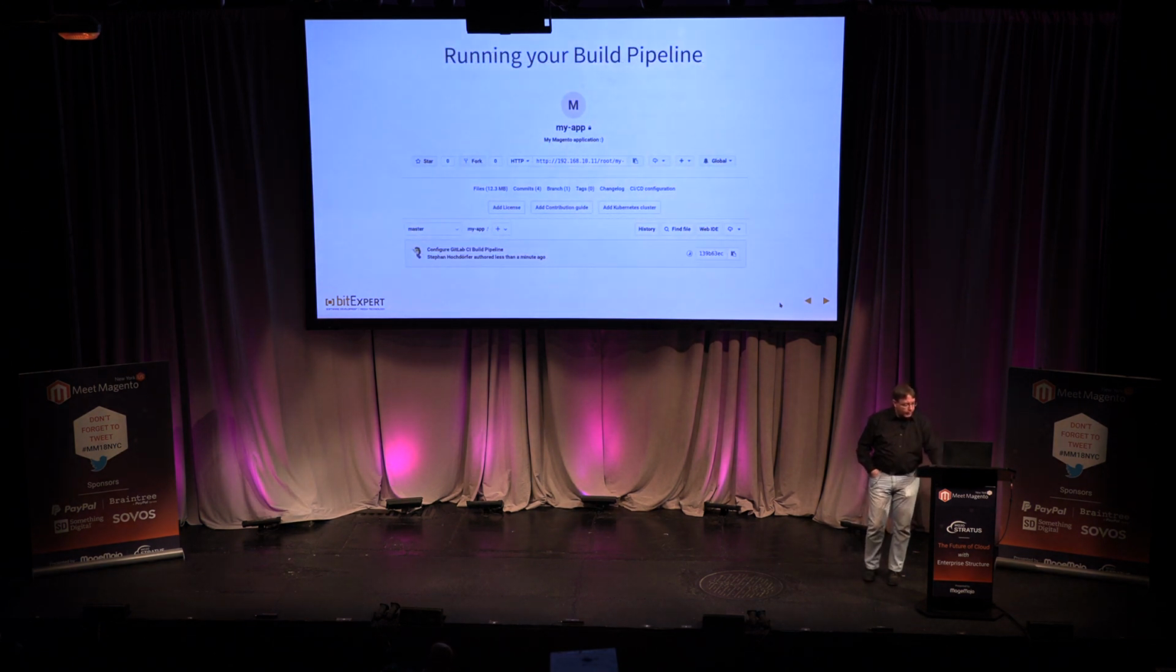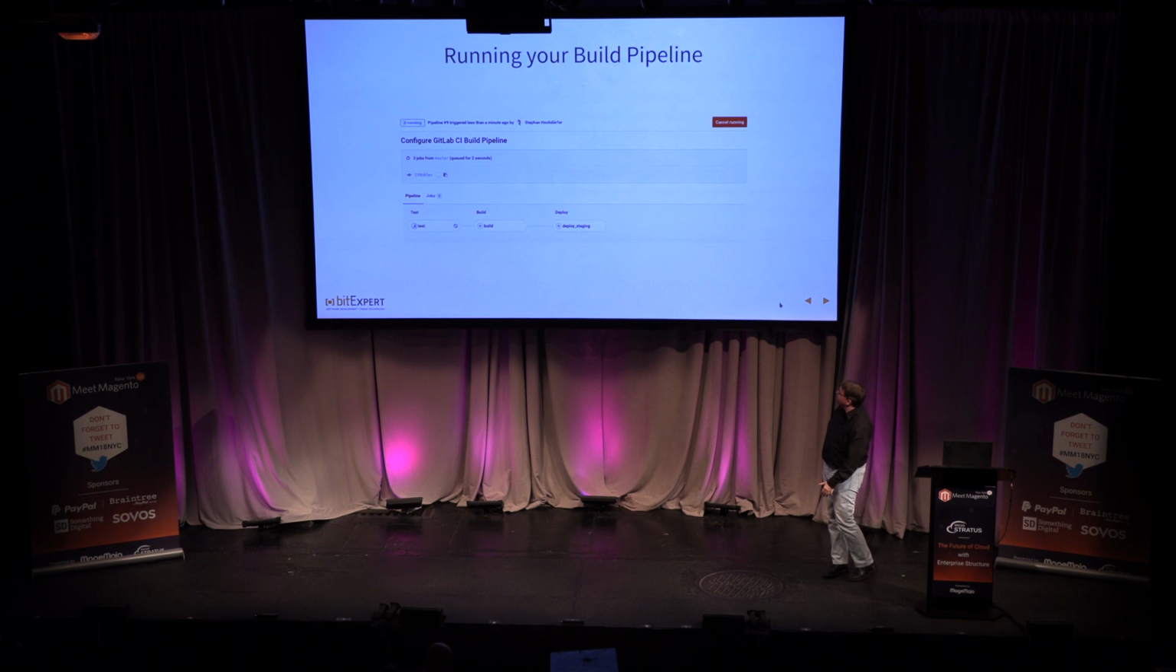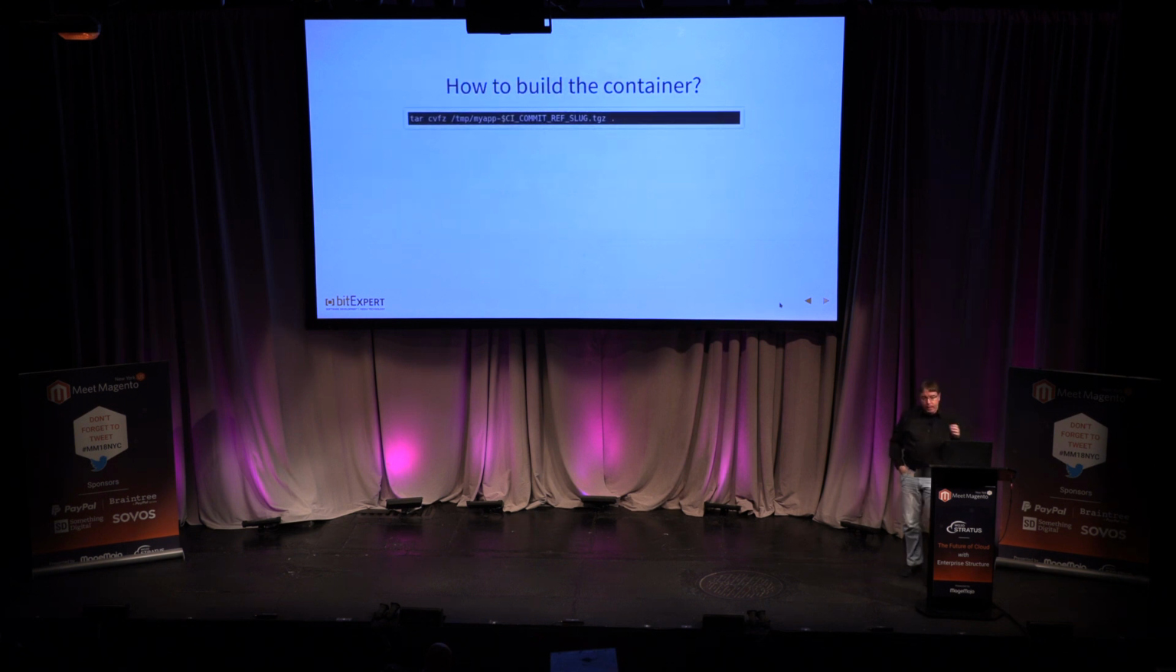So if you push that file again, this blue icon occurs, the build is running, and it looks a bit more complex than we've seen before. So we've got the test, build and deploy stages, and the test, build and deploy staging jobs. So test is running, everything's cool, build is running, and this is what happens.